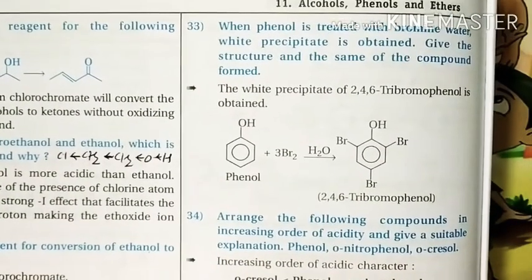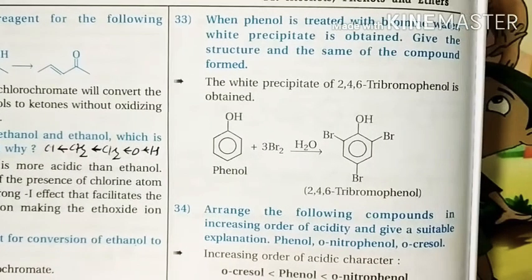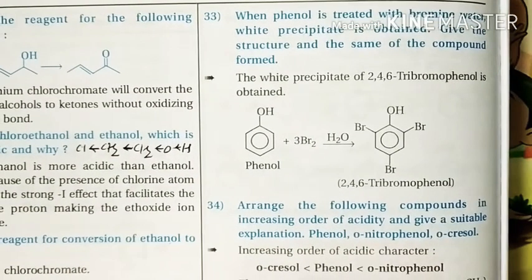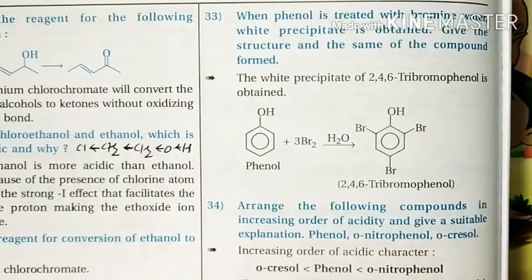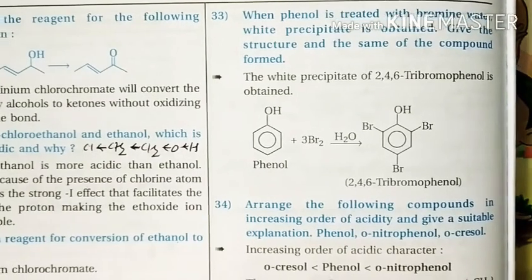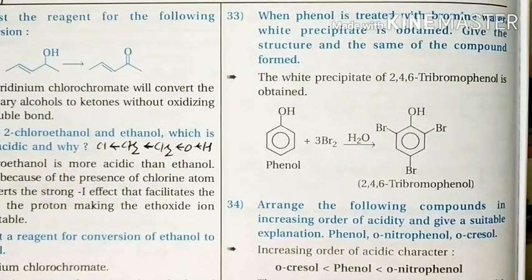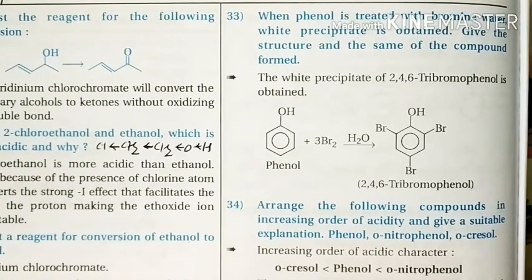They have given: when phenol is treated with bromine water, a white precipitate is obtained. Give the structure and the name of the compound formed. So definitely, when phenol reacts with bromine, it is converted into 2,4,6-tribromophenol.